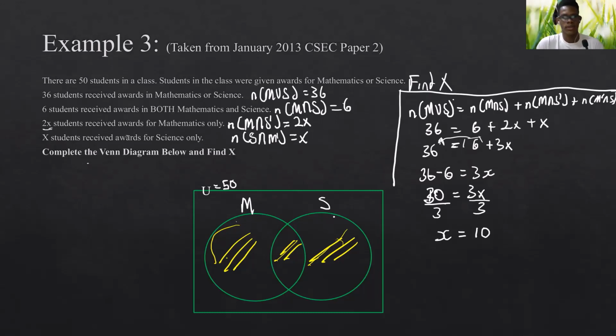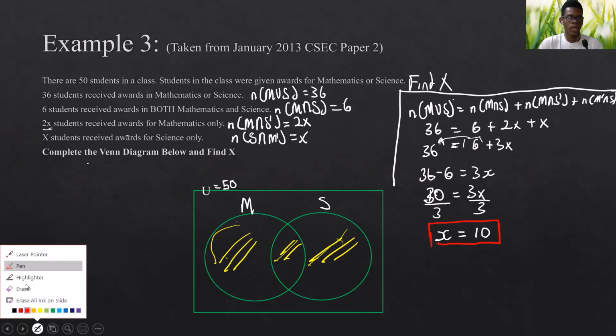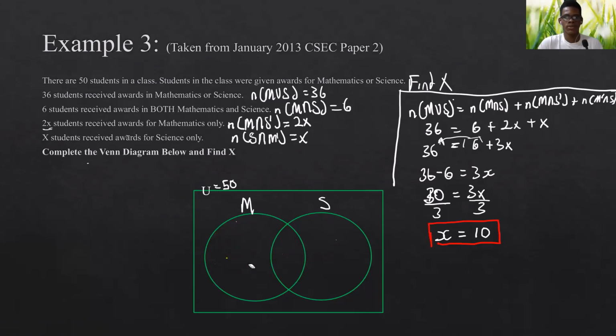I have to speed that up a bit. X is equal to 10. We found x, and you more or less could label this diagram. I will label it before I send the notes.